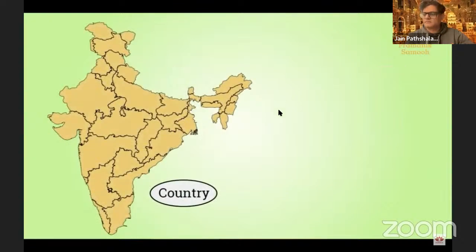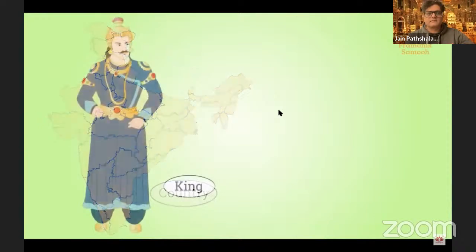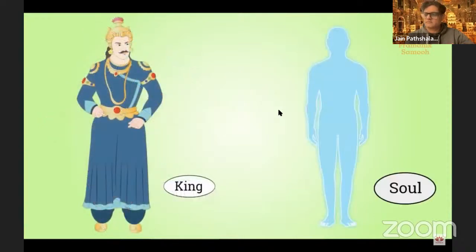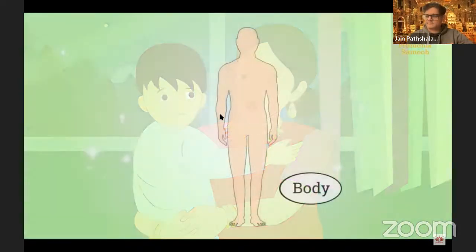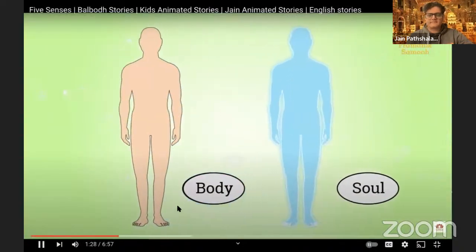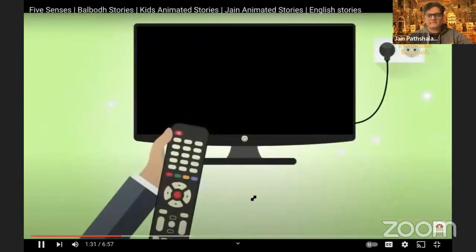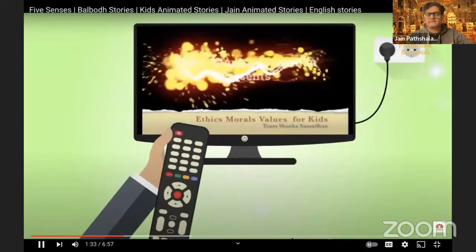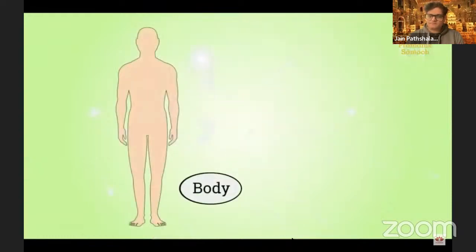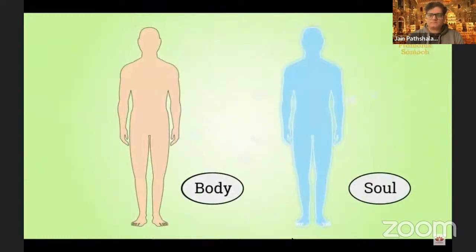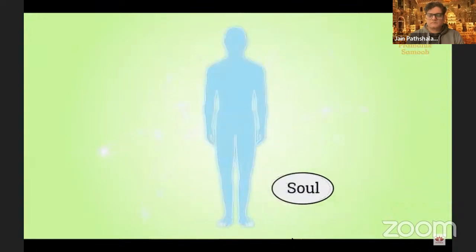Do you know our body country too has a king? It's our soul or Atma. "Ma, what is our soul or Atma?" "Son, our soul is the energy of our body country. As our TV works using electricity, which is its energy, similarly our body country works using soul's energy. But both of them are invisible to us."